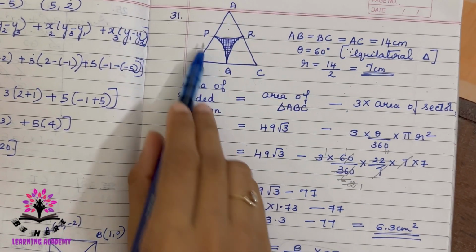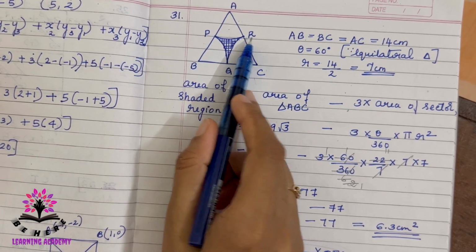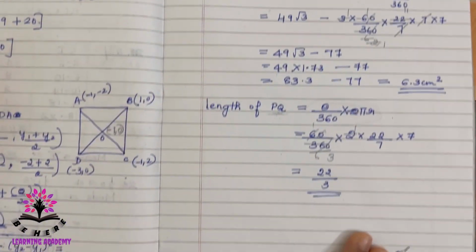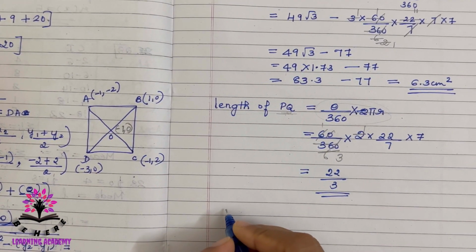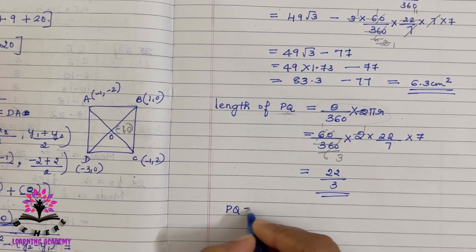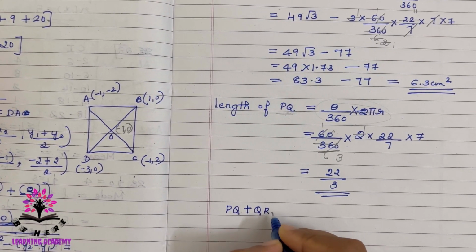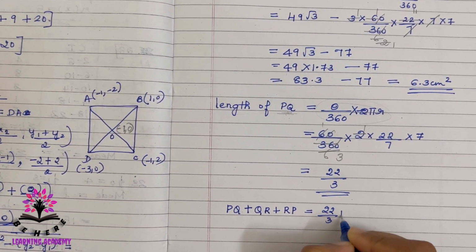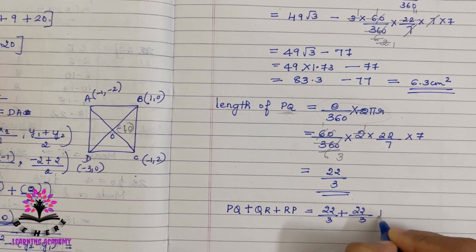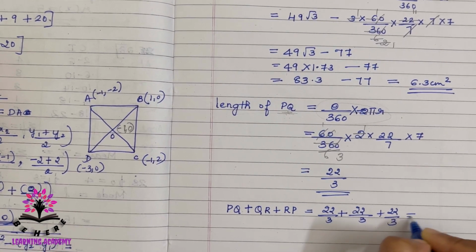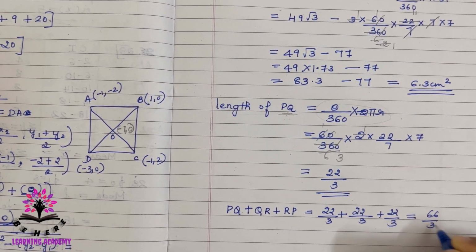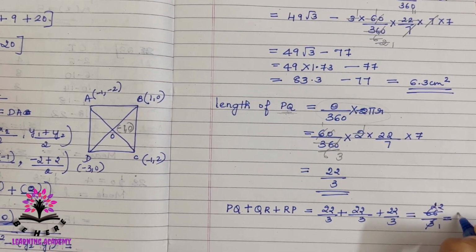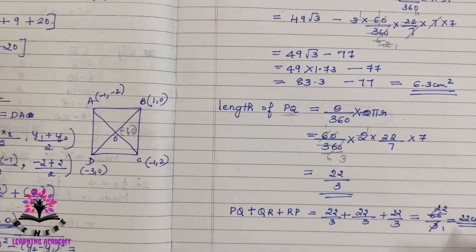If PQ is 22 by 3, then PR and RQ are also equal. So to find the total length here, I can write total is equal to PQ plus QR plus RP. That is equal to 22 by 3 plus 22 by 3 plus 22 by 3. That will be equal to 66 by 3. That is 3 1s are 3, 2 3s are 6, so 22 centimeter.